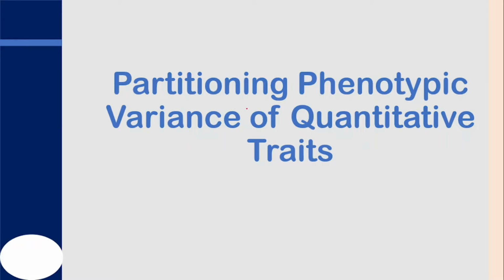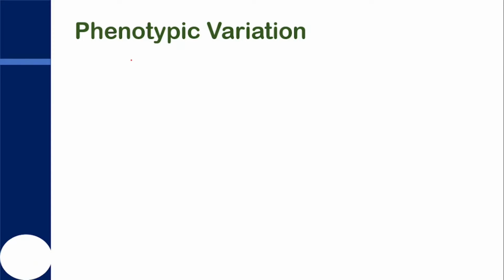In this video I will talk about how we can partition the phenotypic variance of quantitative traits into different components. It is a very important topic of quantitative genetics and animal breeding. So I will try my best to explain it in a very simple and easy way so that you could understand it well. We will start this lecture by defining phenotypic variation.